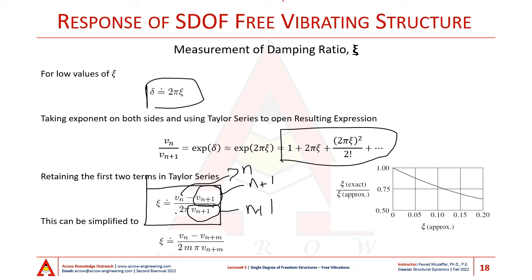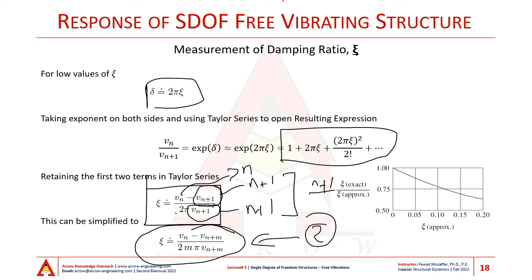This can be further simplified into this equation. The only difference is that the first equation is for successive peaks, so n and n plus 1. But if you want to generalize it, and if you want to measure the decay over several peaks which are m cycles apart, then the second equation can be derived.